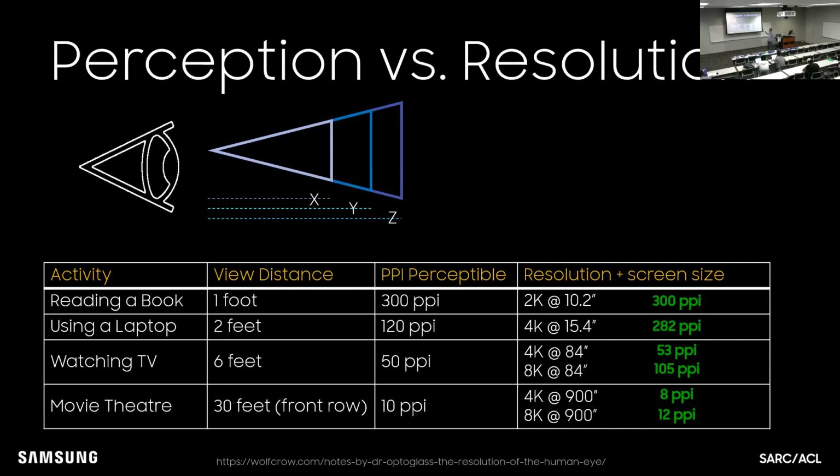Watching TV from 6 feet, 4K is more than enough. 8K is too much. In fact, 8K was kind of frowned upon in Europe because you're just wasting power for no perceivable gain. The movie theater is the only time 8K actually does make sense. You're sitting 30 feet away from a huge screen, let's say 900 inches, and it's about right. That's probably the only time you ever really need to see 8K.